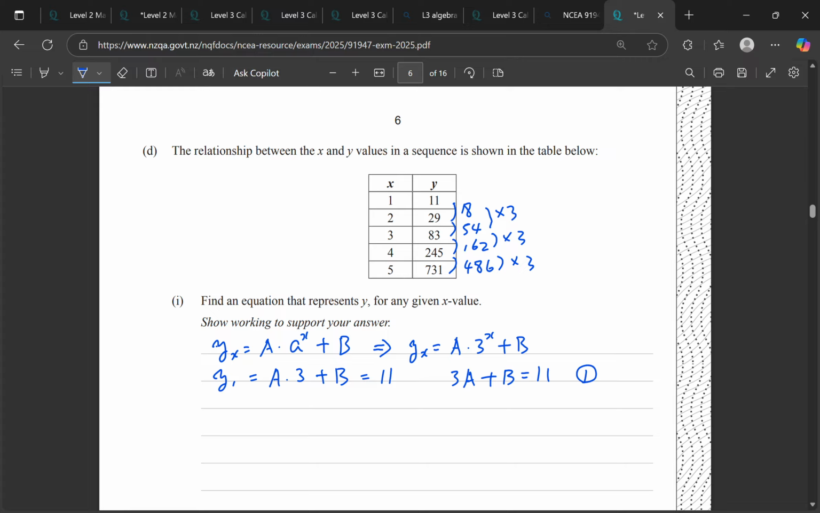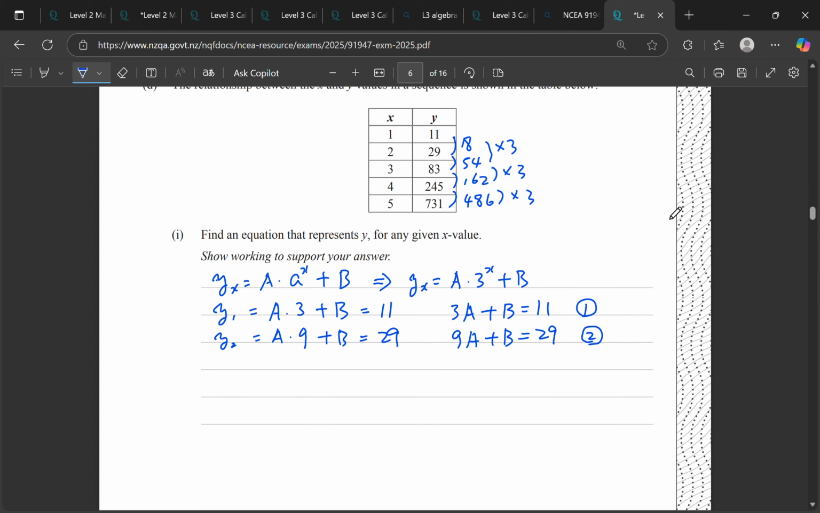That's the first equation. And I use a second equation. So when x is 2, that means A times 3 squared, isn't it? Which is 9, plus b equals 29. So if I write the 9 first, 9A plus b equals 29. So that's the second equation. So from here, we are solving simultaneous equations, isn't it? So I take away the top from the bottom. So that gives me 6A equals 18. So hence A is 3, right?